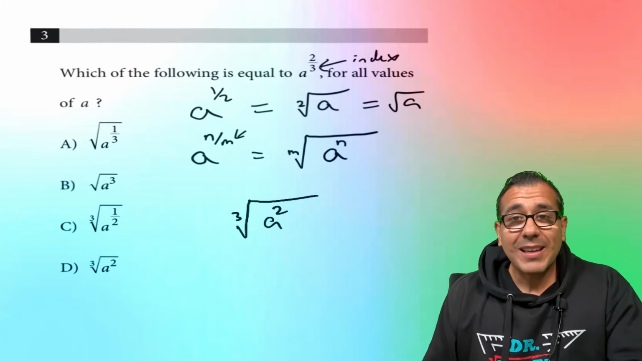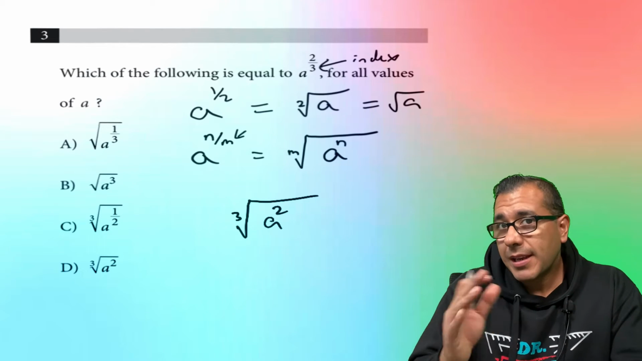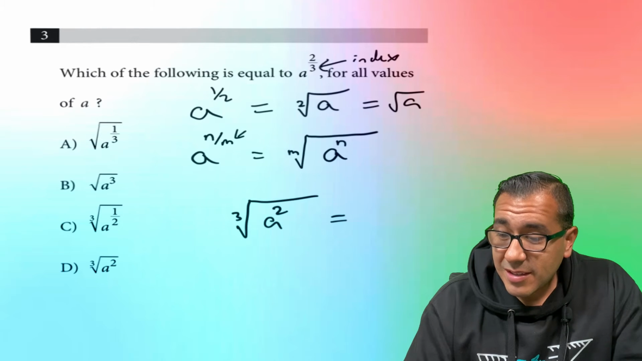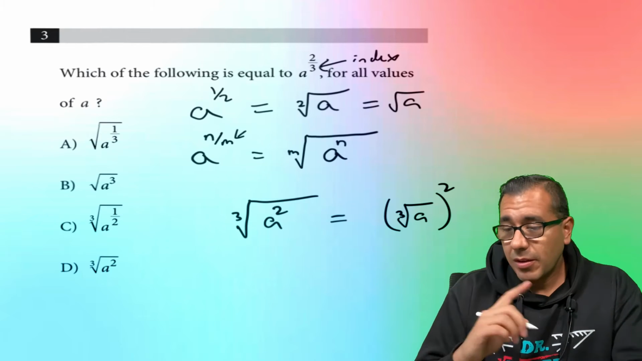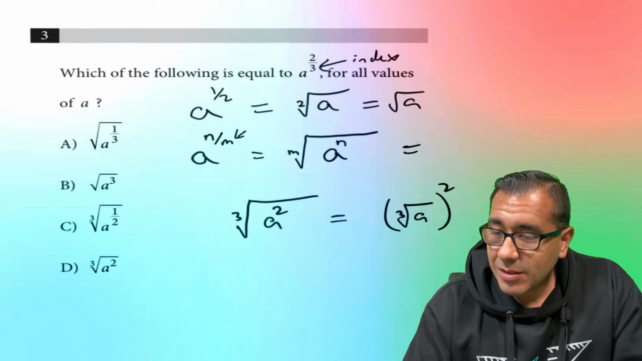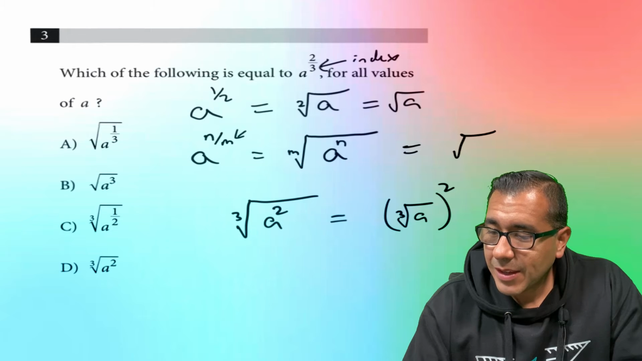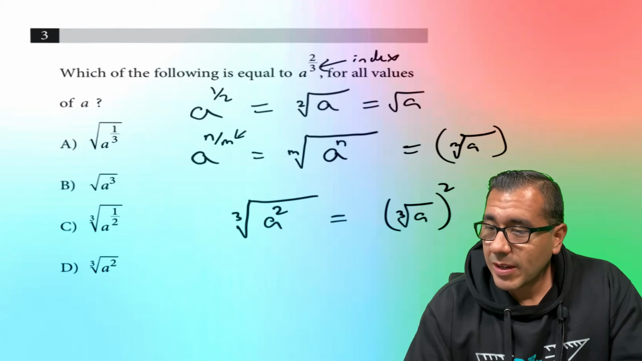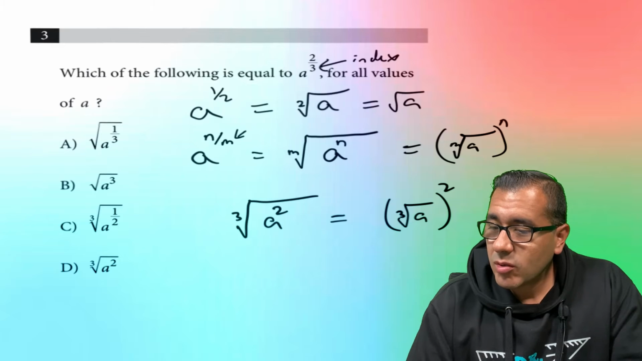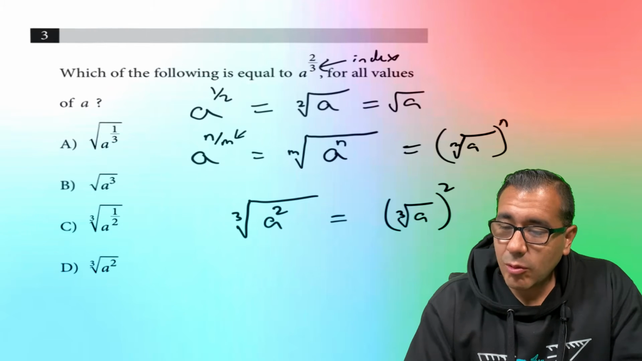And again, you might get this version of the test. I've been looking at different versions, and this is also equal to the cube root of a, and that is squared. The reason is that the definition also says the mth root of a, all of that raised to the nth power. So each one of these statements is equivalent as well.